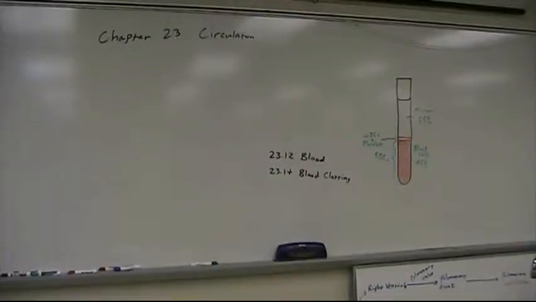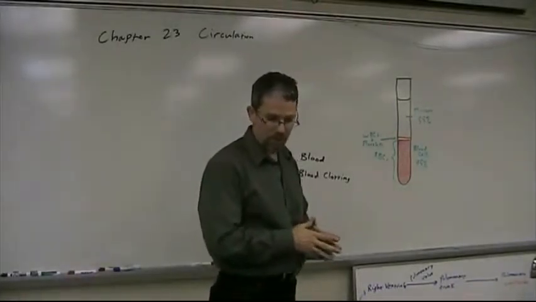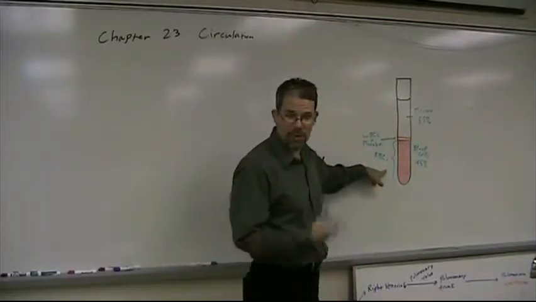Final section in Chapter 23, review. We start off with a discussion of blood. There is a chart in Section 12 of your textbook. You have this tube there shown on that page, which I've drawn on the board.